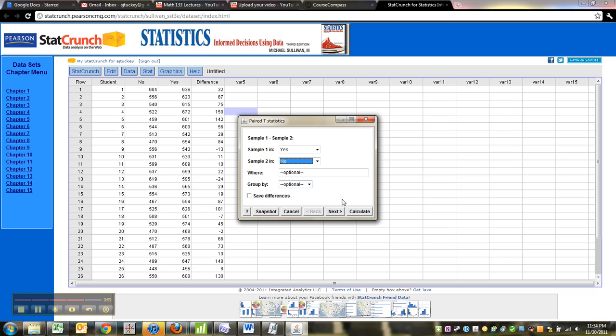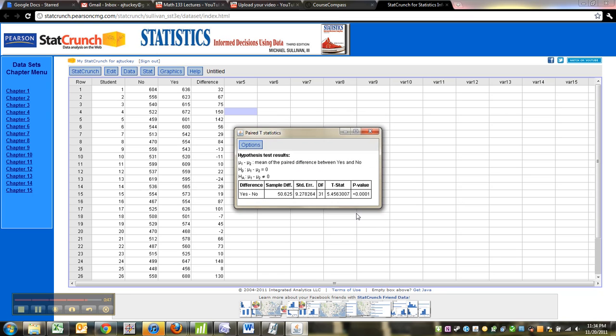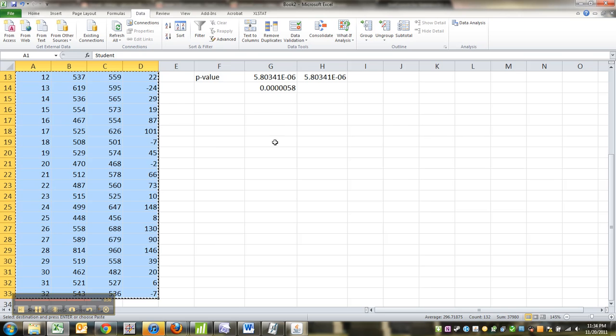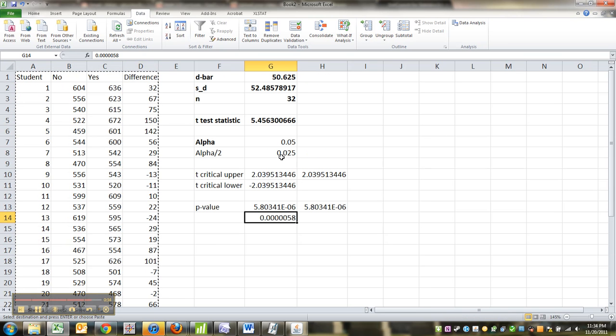Technically, we could do a 1 sample T with the difference column, but whatever. And then we hypothesize the difference is 0, and it's a not equal to test. We can calculate. And look, there you go, 5.456, just like we said it was. And see, the p-value is less than 0.0001, which it is, because it's what we found over here. This value is less than 0.0001. So there, that's how to do it in StatCrunch.